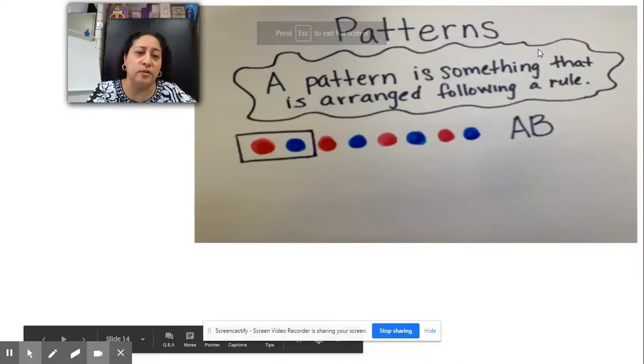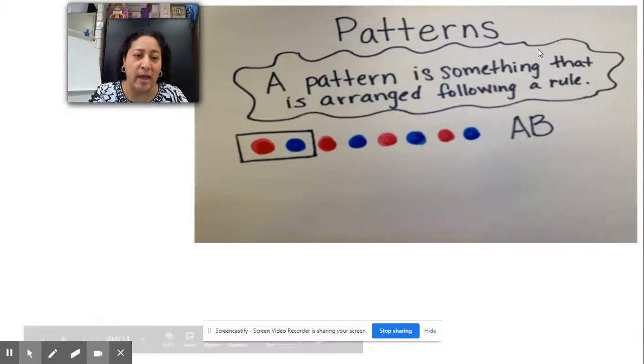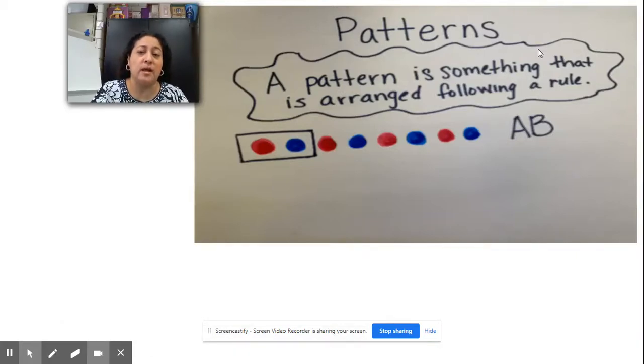Okay, boys and girls. So today we started learning about patterns. We learned that a pattern is something that is arranged in a way that is following a rule. And there are different patterns, but today we learned about the A-B pattern, which is right here, where we took two things and we set the rule. So for example, here the rule is it's going to be red first and then blue second. And then we continue that way. Red, blue, red, blue, red, blue. That's an A-B pattern, okay?